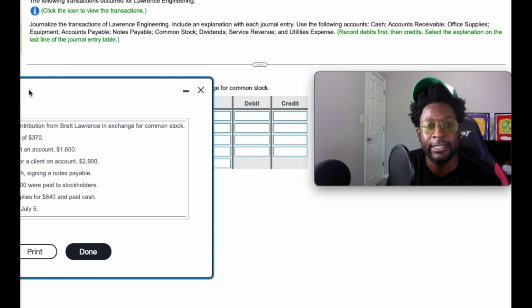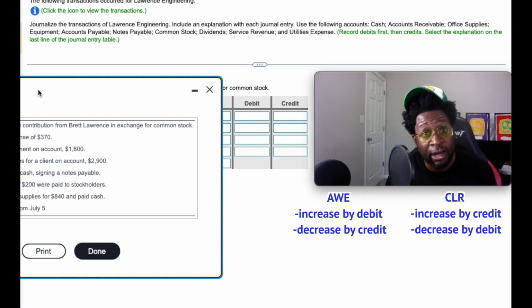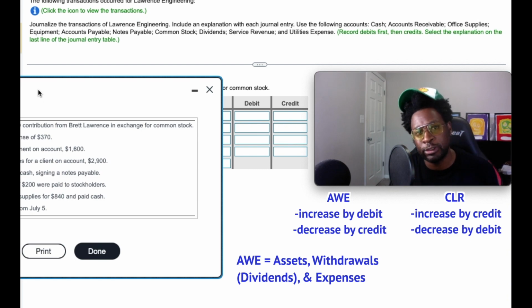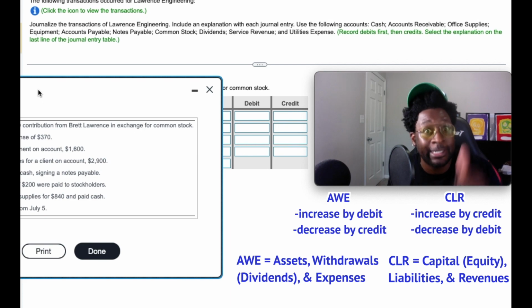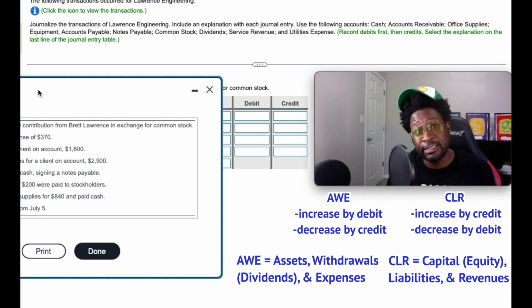So before we do that, let's discuss the All Clear system quickly. The All Clear system basically has two gangs, the All gang and the Clear gang. Within the All gang, it consists of several accounts. What accounts? Assets, withdrawal, and expense accounts. The Clear gang includes capital accounts, which is stockholders' equity, liability, and revenue accounts. If an account is in the All gang, we're going to always increase it on the debit side, thus decreasing it on the credit side. Likewise, if the account is in the Clear gang, we're going to always increase it on the credit side, obviously decreasing it with the debit.